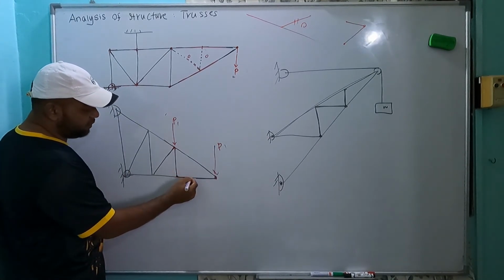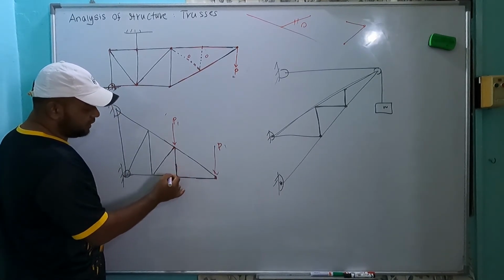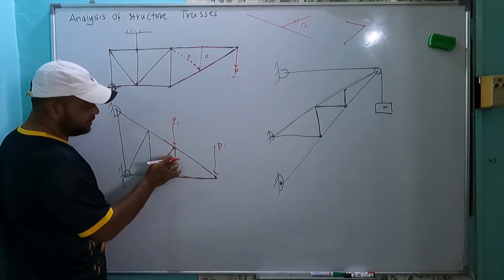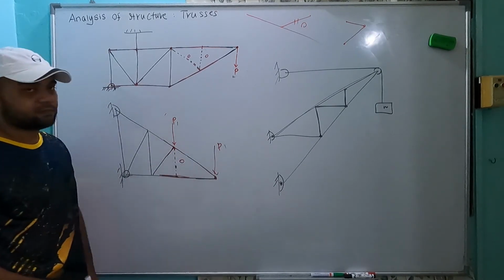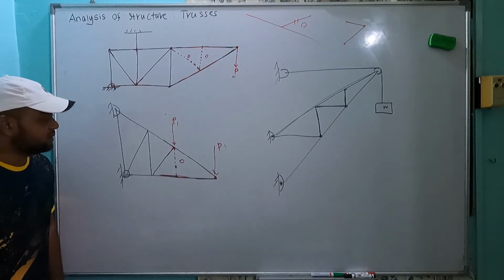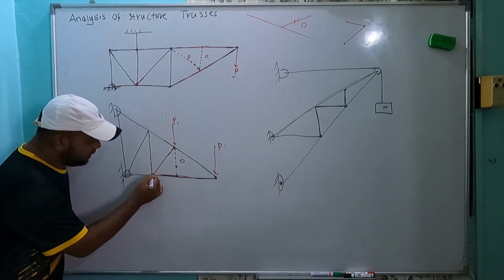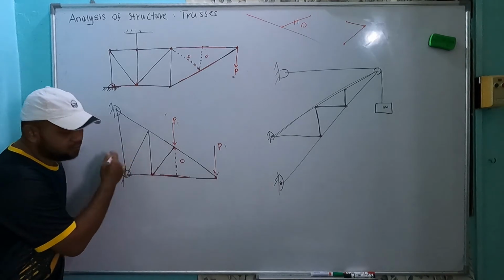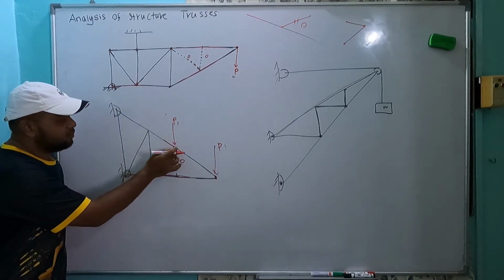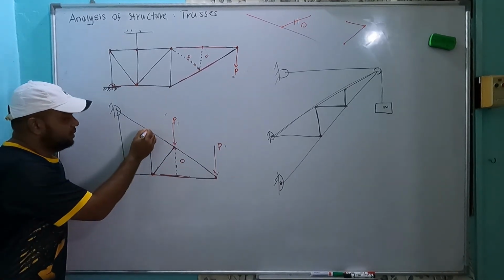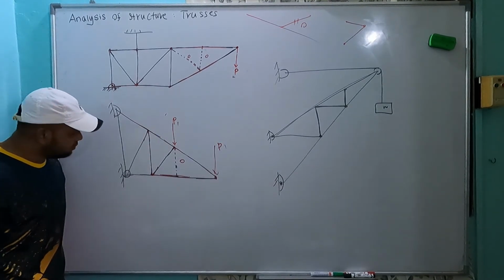But looking from here, we have 1, 2, 3, and these 2 are in line, so this one is 0. Now look at this one, we have 1, 2, 3, 4, so no question. Here we maintain 1, 2, 3, 4. Here we have 1, 2, 3, and 4, so no question.